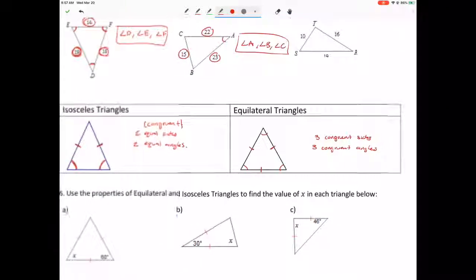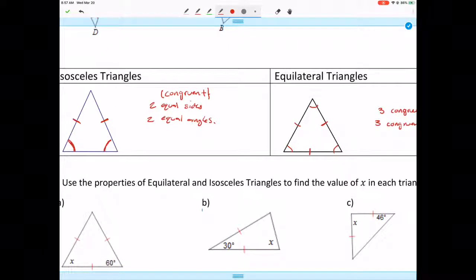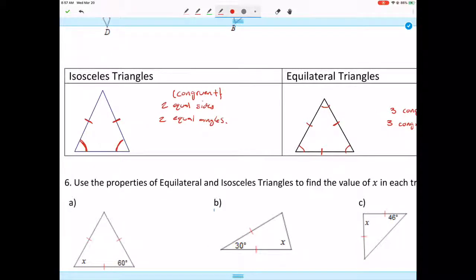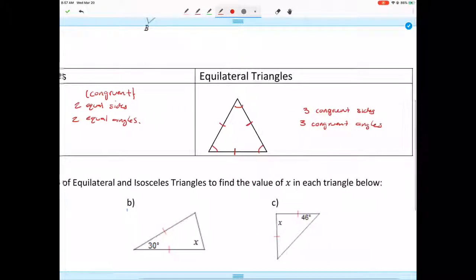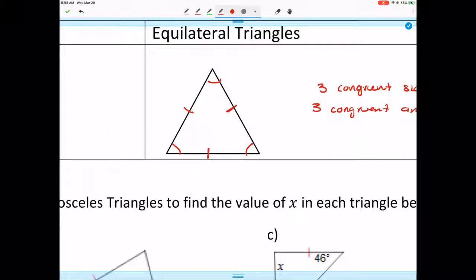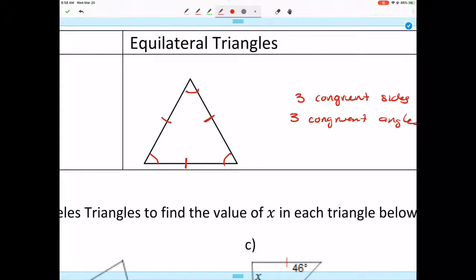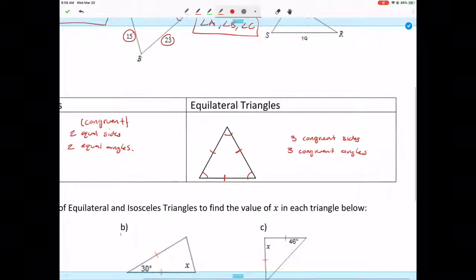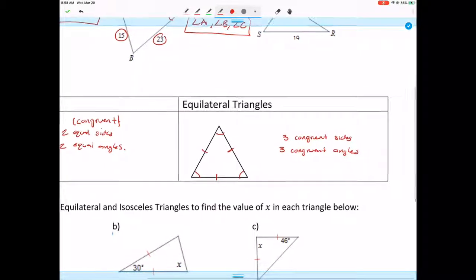All right, so here's a question for you. Is an equilateral triangle also an isosceles triangle? And you bet it is, okay? Because an isosceles triangle has to have two congruent sides, and an equilateral triangle also has two sides. It actually has three sides. So an equilateral triangle is also an isosceles triangle.